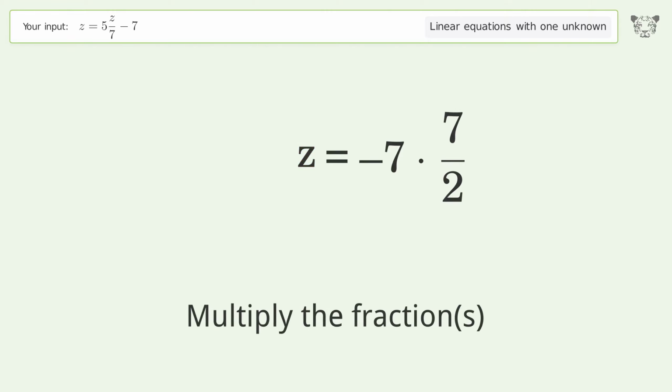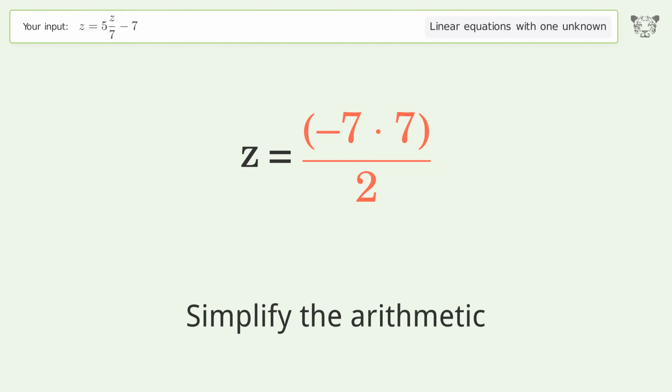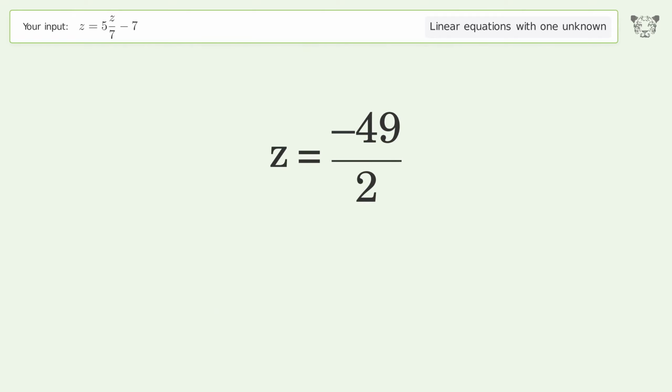Multiply the fractions. Simplify the arithmetic. And so the final result is z equals -49/2.